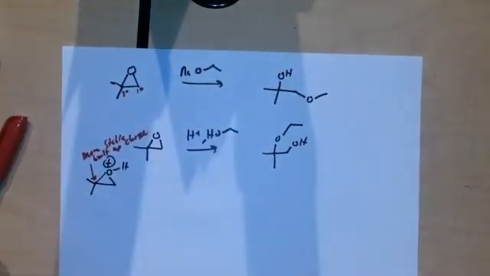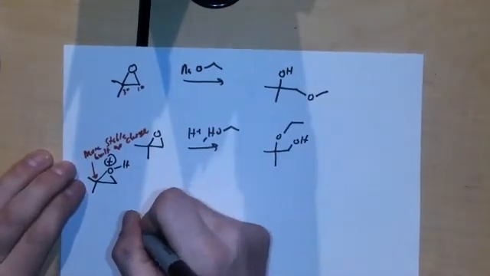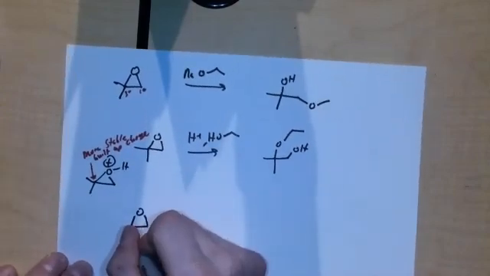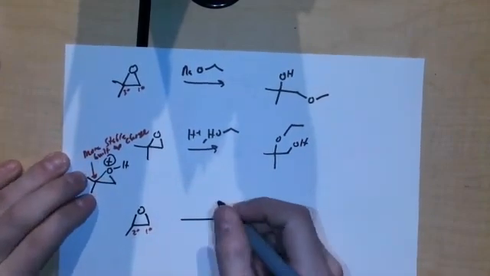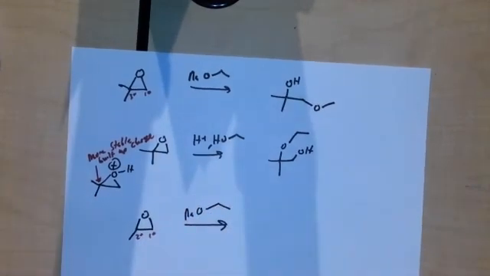If I instead have a less substituted epoxide, so now I have a secondary and a primary, when I throw in Na ethoxide, this is still going to do the same reaction.